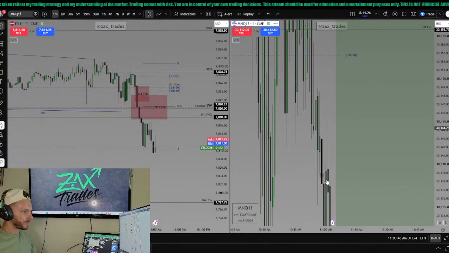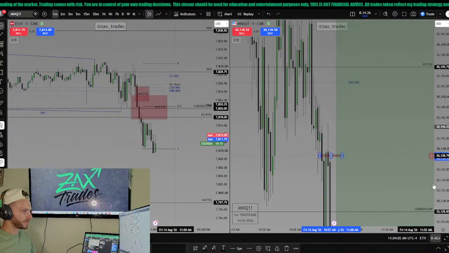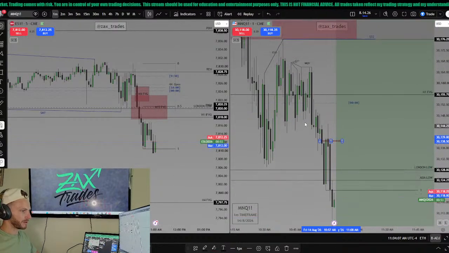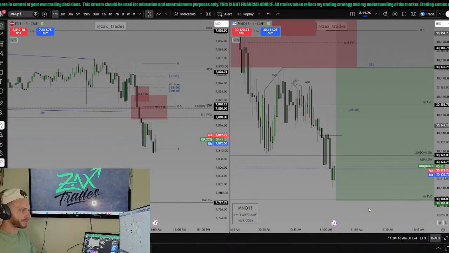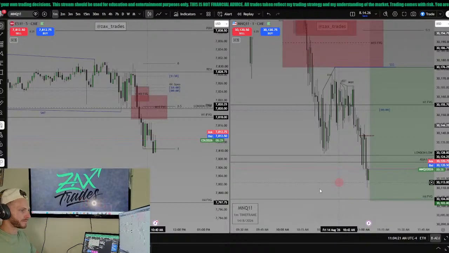Go back into that big wick, and you had that order block there as well. Power opened higher, tap the 1 minute, and then just lost it. Well, that is pretty frustrating.